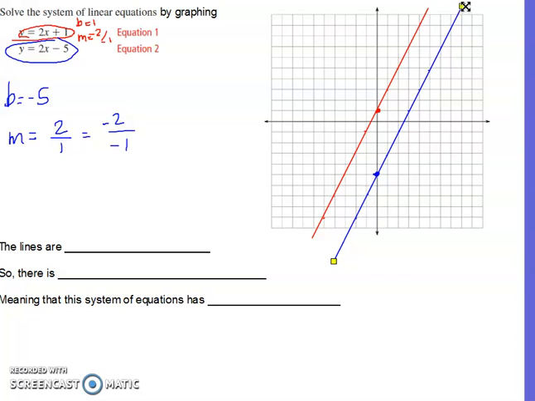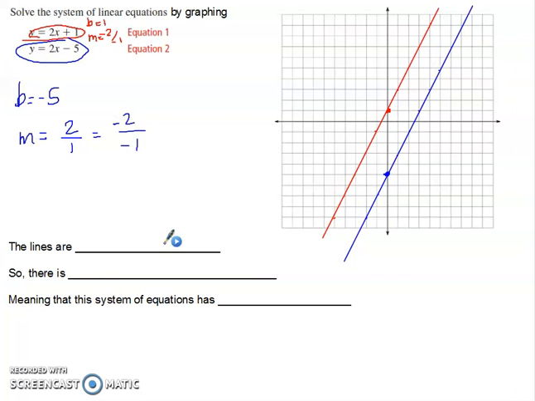Now I notice something interesting about this system of equations, and that is that the lines are parallel. Parallel lines, something we've discussed before, are lines that have the same slope but a different y-intercept. So the slope of my blue line is 2, the slope of my red line is 2, but notice they're in a different place. So they're parallel, they're never going to cross. So there is no point of intersection.